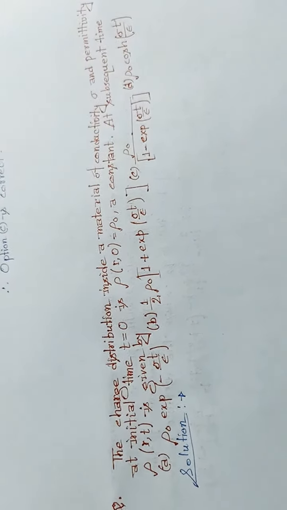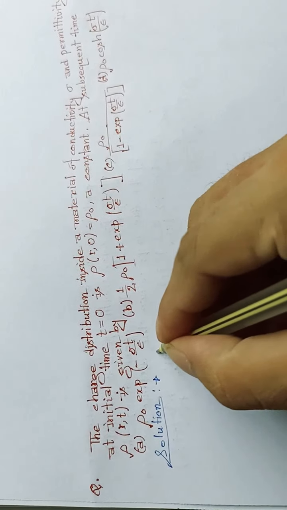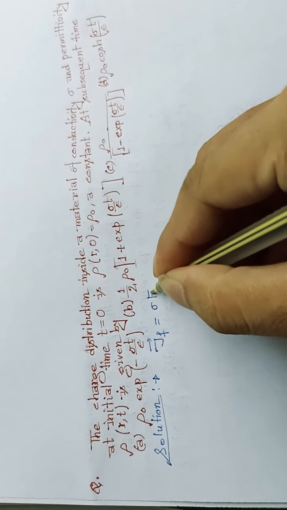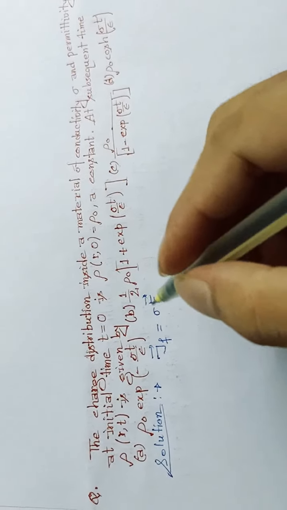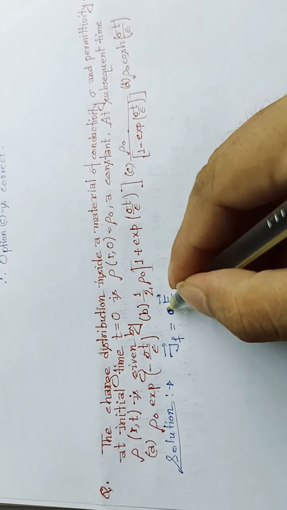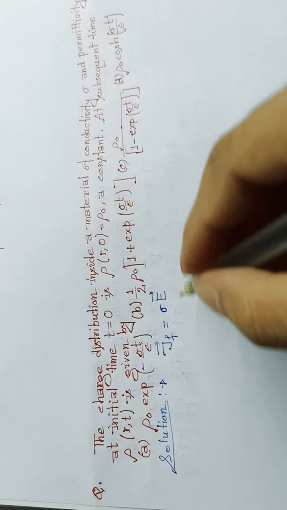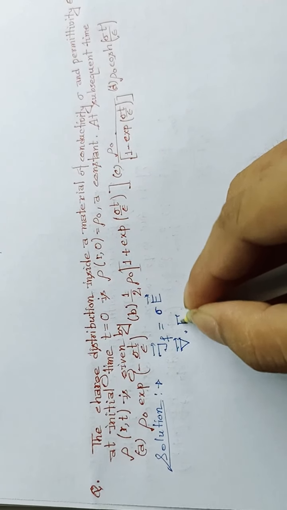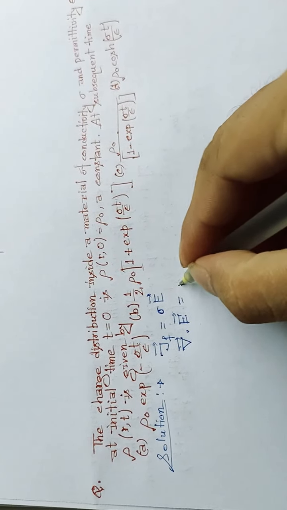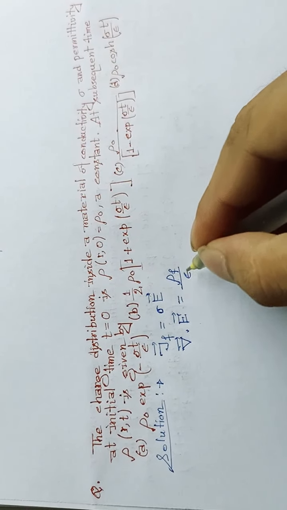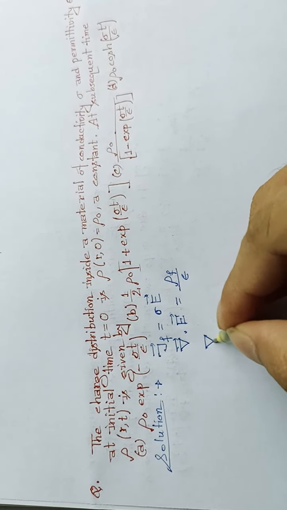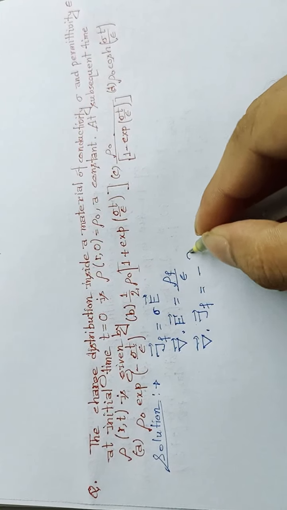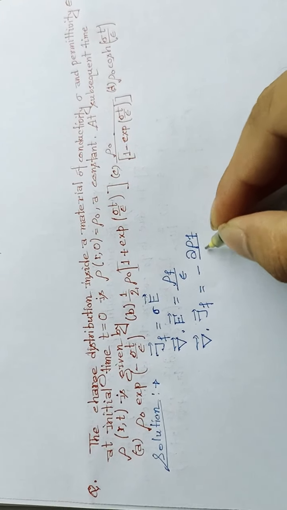For solving this question, as we know, J_f is equal to sigma E. J_f is the current density, sigma is the conductivity, and E is the electric field. Again, as we know, del dot E is equal to rho_f divided by epsilon. Again, we can write del dot J_f is equal to minus d rho_f by dt.